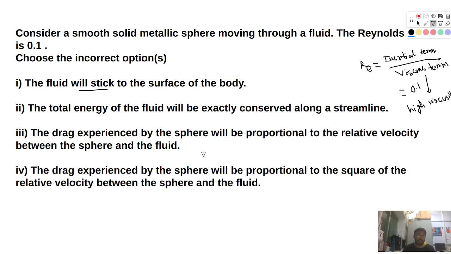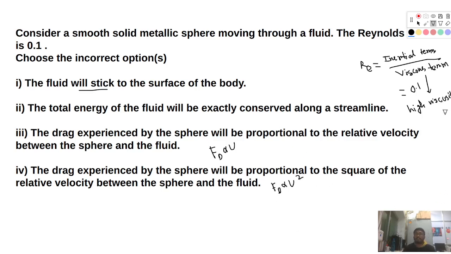The third thing is, the drag experienced by the sphere will be proportional to the relative velocity between the sphere and the fluid. And the last one is proportional to the square of the relative velocity between the sphere and the fluid. So if we just write it like this, let's say we have a force Fd. This is telling Fd proportional to u, and this is telling us Fd proportional to u square. So which one of these is correct, right?